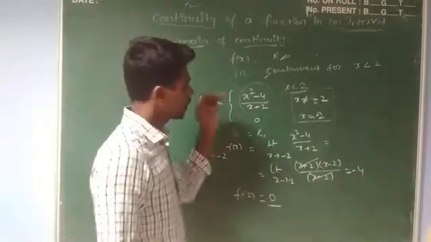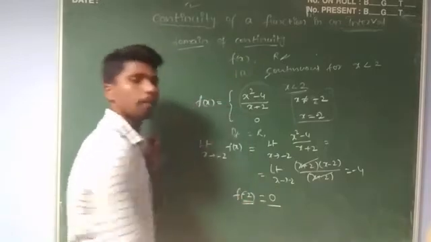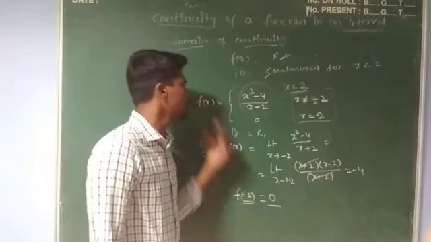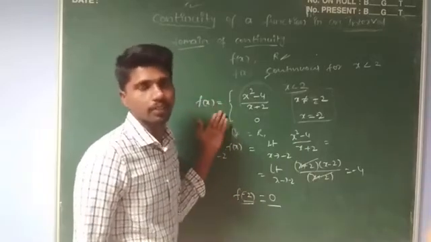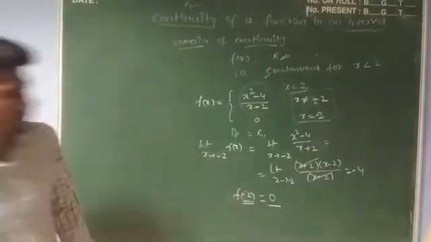So the function is discontinuous at x equal to -2. So we can say the function is a discontinuous function. Let me go for another example. One more example.